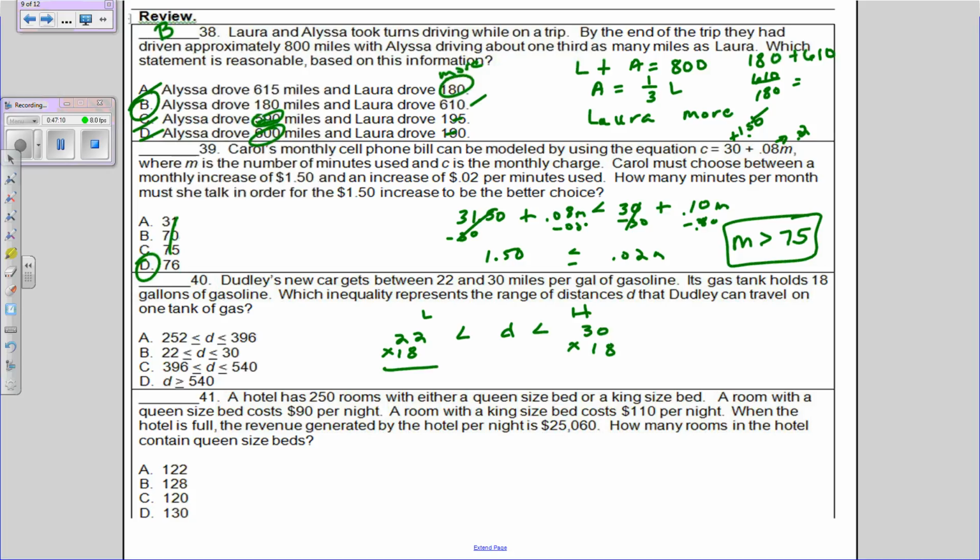And let's see what our answers are. So you do that in the calculator. We would get 396. And on the upper end, 30 times 18 is 540. And they get the or equal symbols. And so that matches answer choice C.